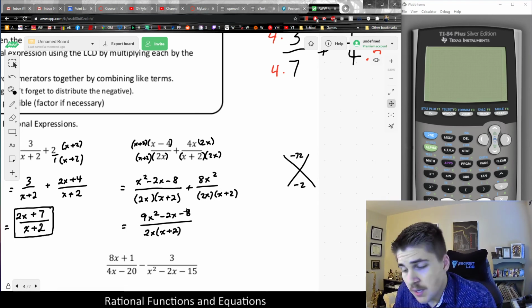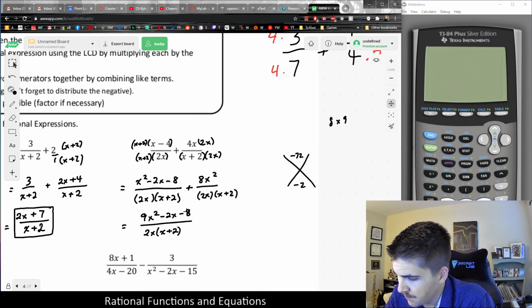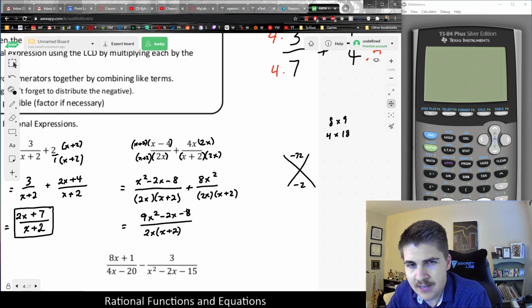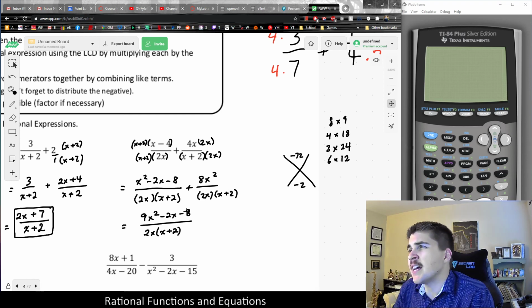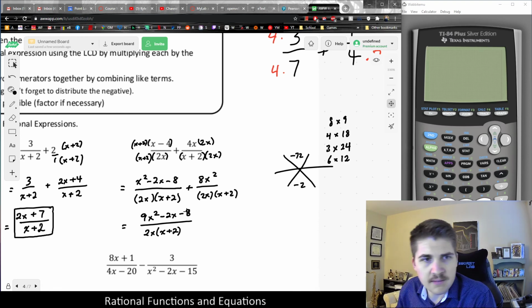Like 72 is 8 times 9. That's not going to work. It's also 4 times 18. I believe this one is prime. Oops. Yeah, that makes sense. 4 times 18. It would also be 3 times 24. It should be 6 times 12. But if I'm looking at all these combinations, I needed one positive, one negative. None of those add up to -2, and I'm pretty positive that this is going to be prime.